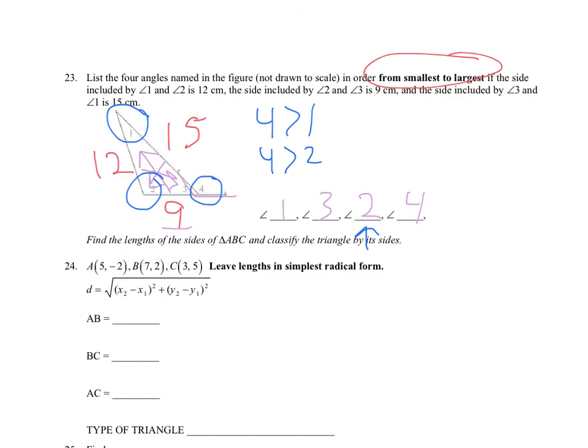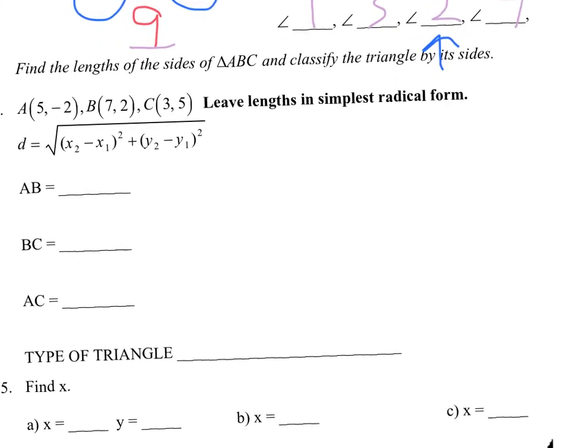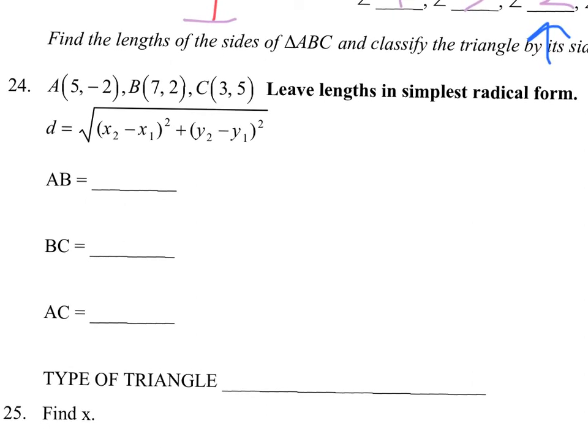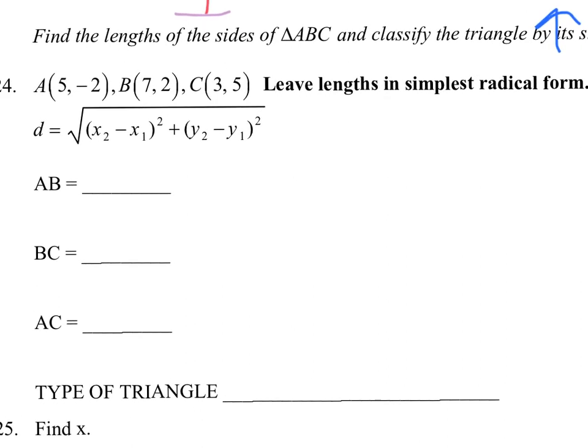Okay, 24. We're given 3 points of a triangle, and we're using the distance formula to find the distance. Once we find the distances, we'll be able to know what type of triangle it is, whether it's isosceles, scalene, or equilateral. Because if 2 of the distances are the same, it's isosceles. If 3 are the same, it's equilateral. If none are the same, it's scalene. So the work comes as we try and set this problem up. So let's do that. We'll do AB first. So we'll just plug that into the distance formula.